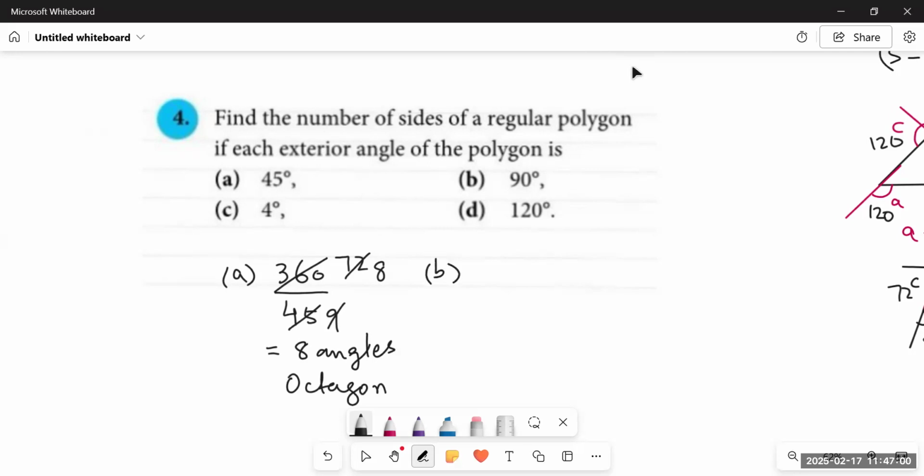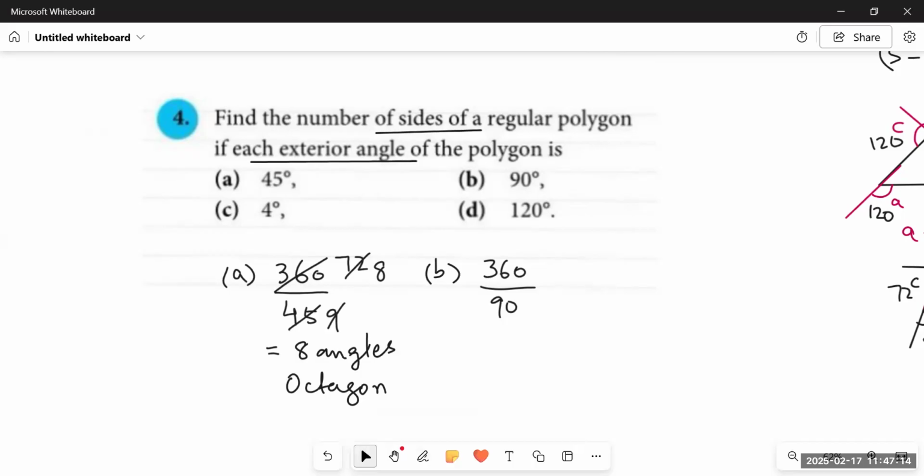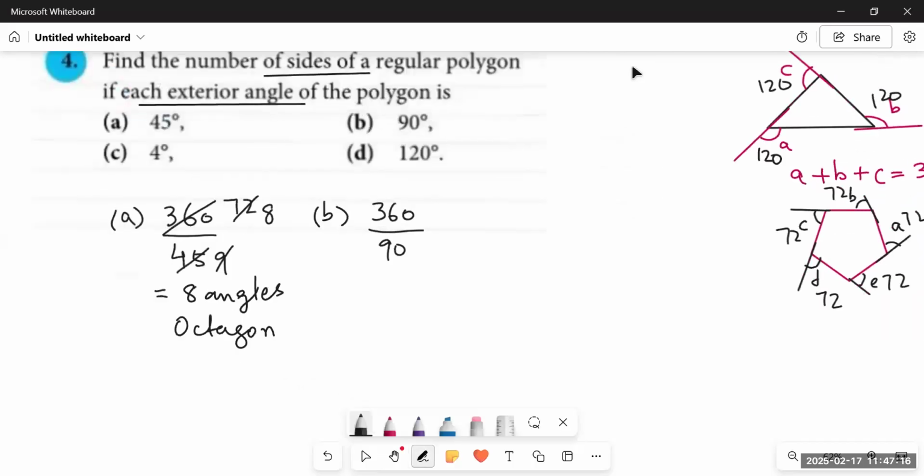Similarly, if we talk about a 90-degree angle, we will divide 360 by 90. It means whenever we are provided with an exterior angle, particularly an exterior angle, then what we have to do is simply divide 360 by that given angle to find out the number of angles. So 360 divided by 90, 9 ones are 9, 9 fours are 36. It means it has 4 sides, 4 angles, and a shape with 4 angles is called a quadrilateral.